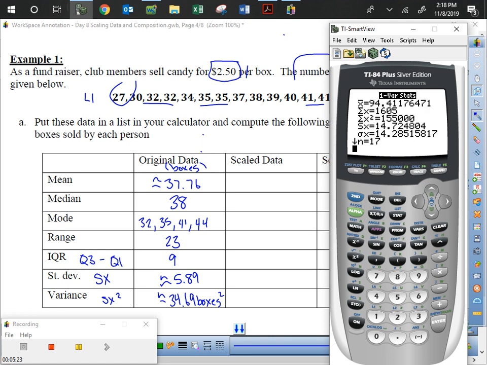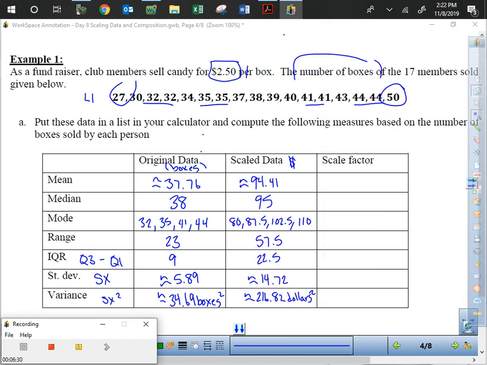What I want you to do is pause the video and get these numbers written down for me. Again, it's okay to round to 2 decimals. Alright, so we've got our numbers here. They're talking about money since we have this boxes times price situation. If you go pay for that, it's in money.